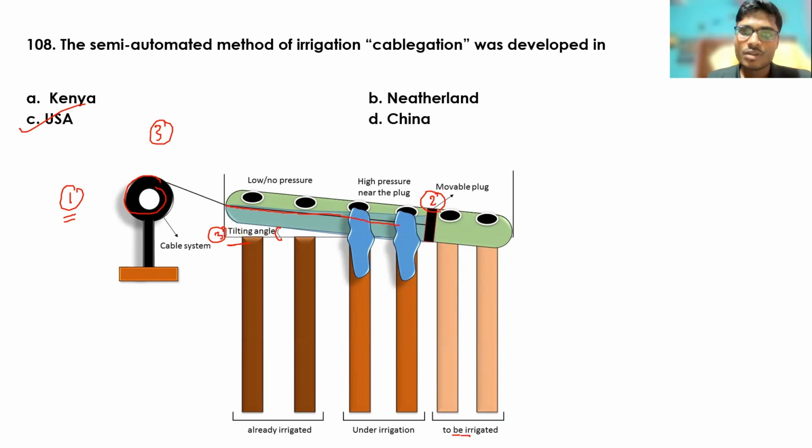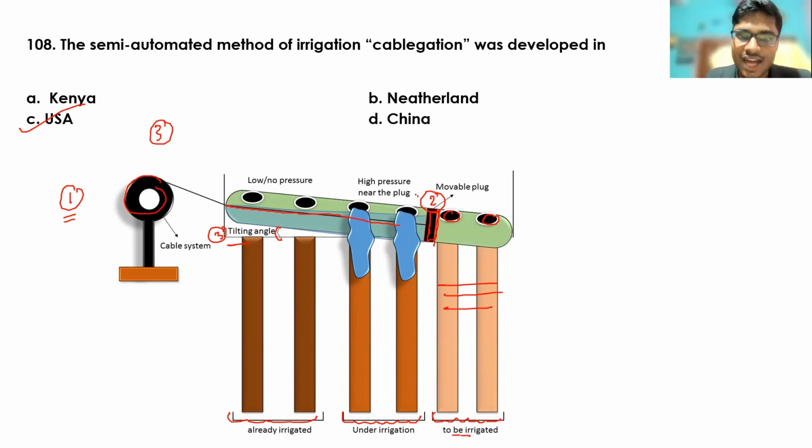Okay, so here we can see three types of furrows are present. Already irrigated furrows, the furrows which are under irrigation, and the furrows which are to be irrigated. Here we can see the outlets which are present just behind the movable plug. These furrows are not irrigated. It means this movable plug is blocking water. Okay, the function of movable plug is to block the water so that subsequent outlets will not get the water. So here these furrows are not irrigated yet.